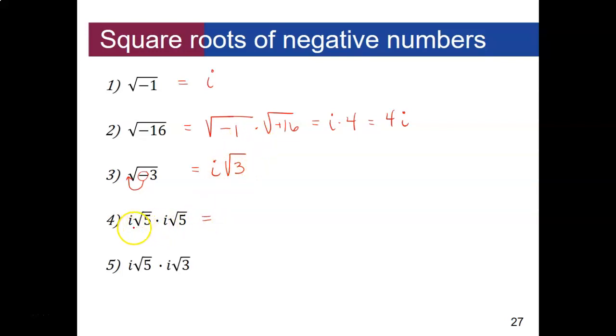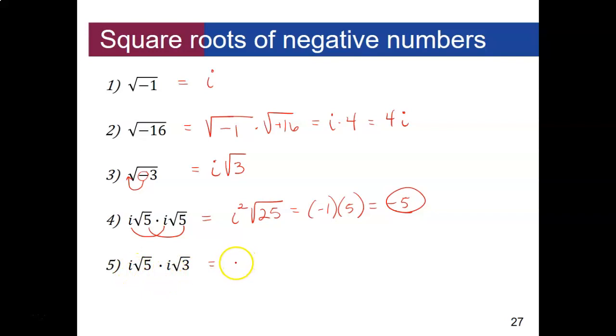This one we're multiplying, so if you remember, you multiply outside to outside and inside to inside. So i times i would be i squared, and then 5 times 5 would be 25. i squared is negative 1, and the square root of 25 is 5, so my answer is going to be negative 5.